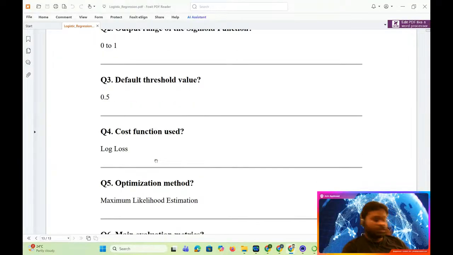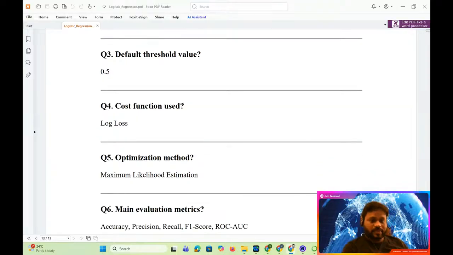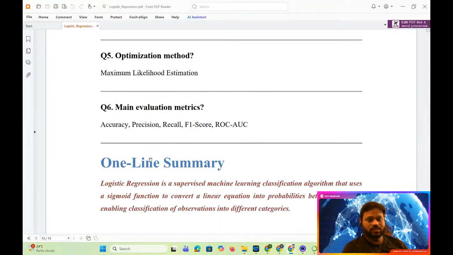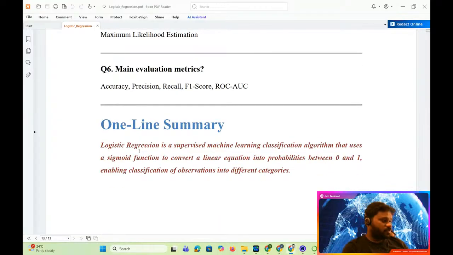Now the cost function is the log loss function, and the optimization is maximum likelihood estimation. The main metrics are accuracy, precision, recall, F1 score, ROC, and AUC. And the one-line summary: logistic regression is a supervised machine learning classification algorithm that uses the sigmoid function to convert a linear equation into probabilities between 0 and 1, enabling classification into different categories. So this is the overall brief summary of logistic regression which I have told you.